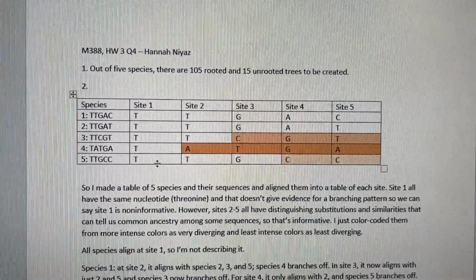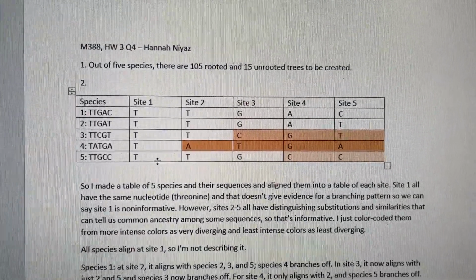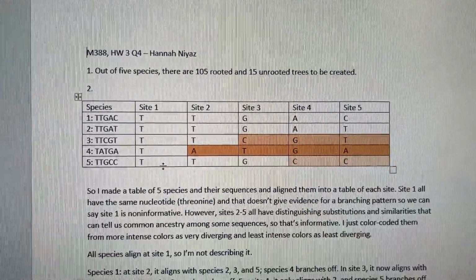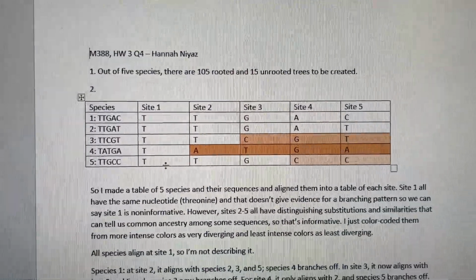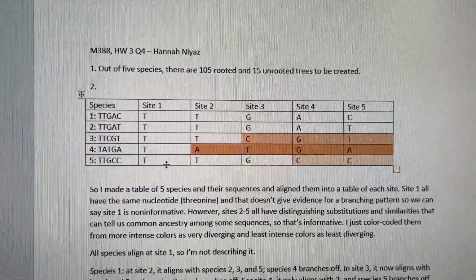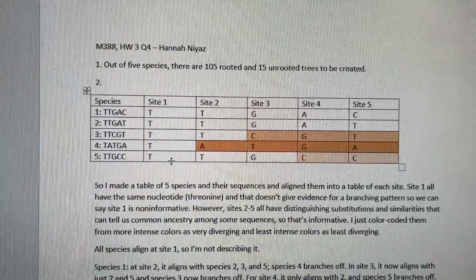Okay, so for this problem, and I learned this from someone else, I think it was Steven or someone. But what we did was we took 5 random sequences, or I just made all of this up. I aligned the first letter all to be the same.